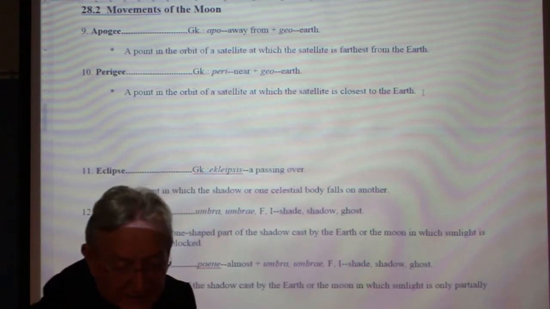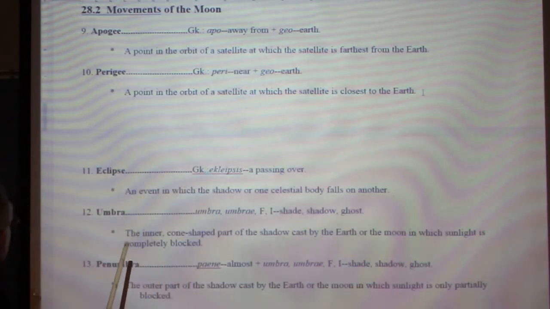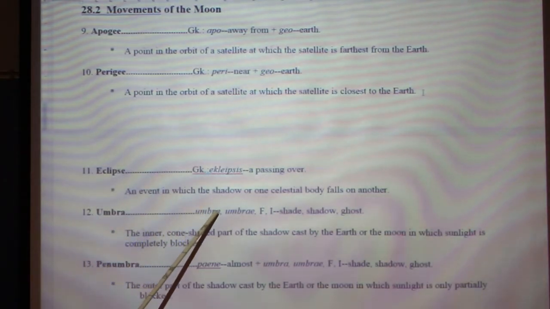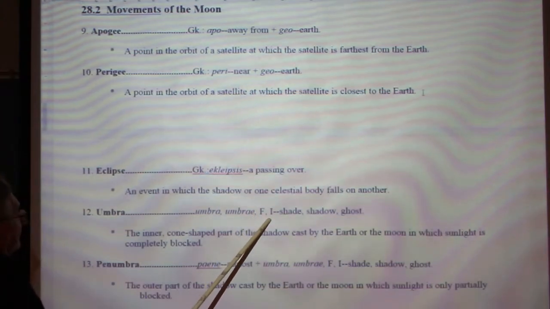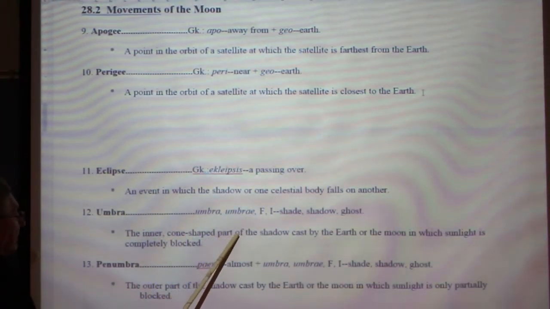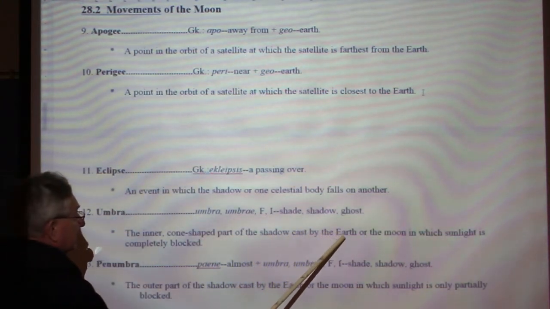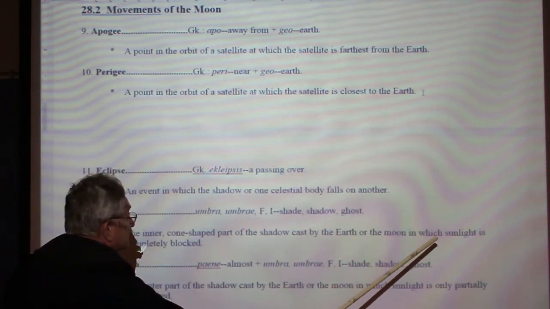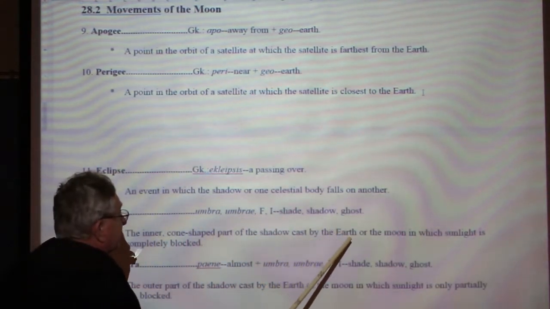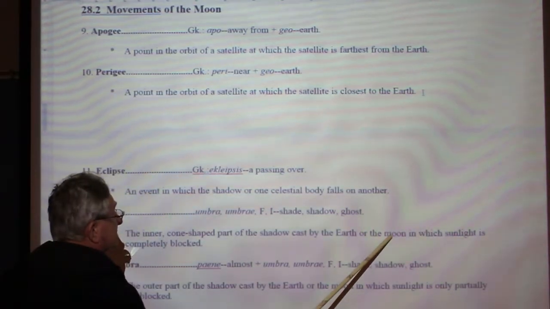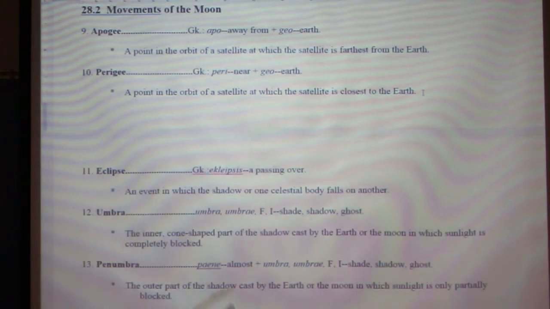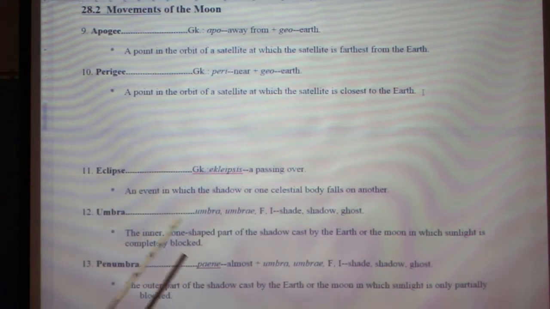page 727, the top of that diagram, and it says you have two shadows. The umbra is the complete shadow, feminine, shade, shadow: the inner cone-shaped part of the shadow cast by the Earth or the moon, in which the sunlight is completely blocked. So if it's cast by the moon, you would have a solar eclipse. If it's cast by the Earth, you'd have a lunar eclipse. And we're going to show you that in a minute.